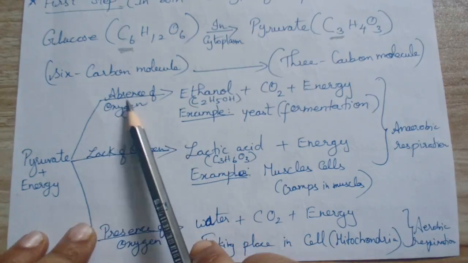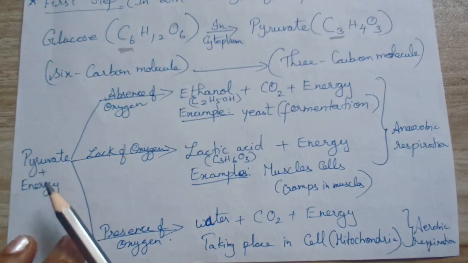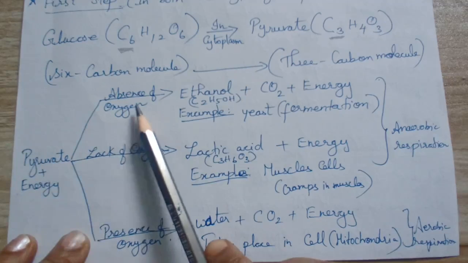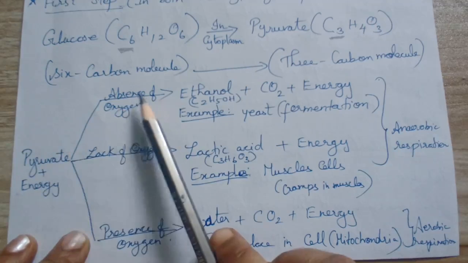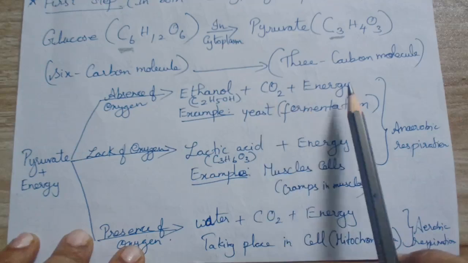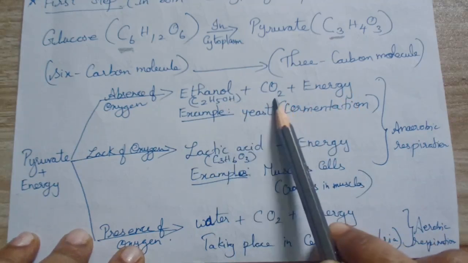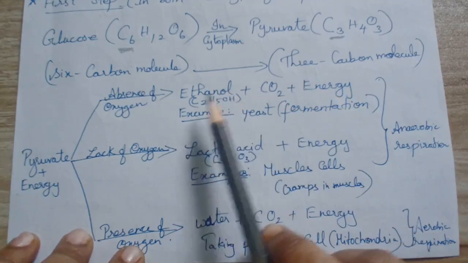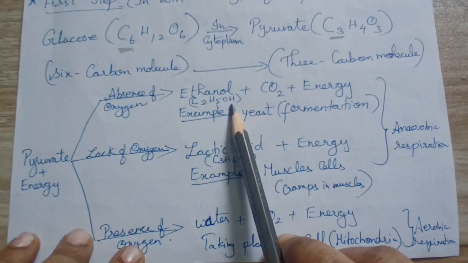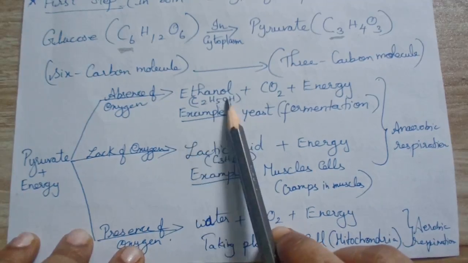In the absence of oxygen, where there is totally no oxygen, the pyruvate is converted into ethanol plus carbon dioxide, and energy is released. The ethanol formula is C2H5OH, the OH family, the alcohol family. So alcohol is produced.